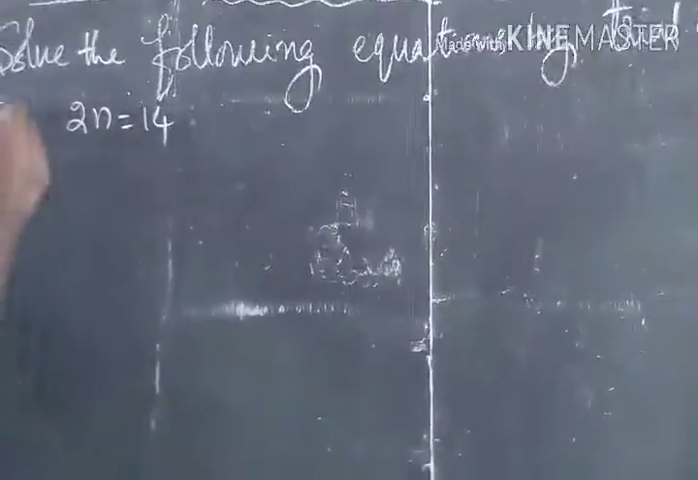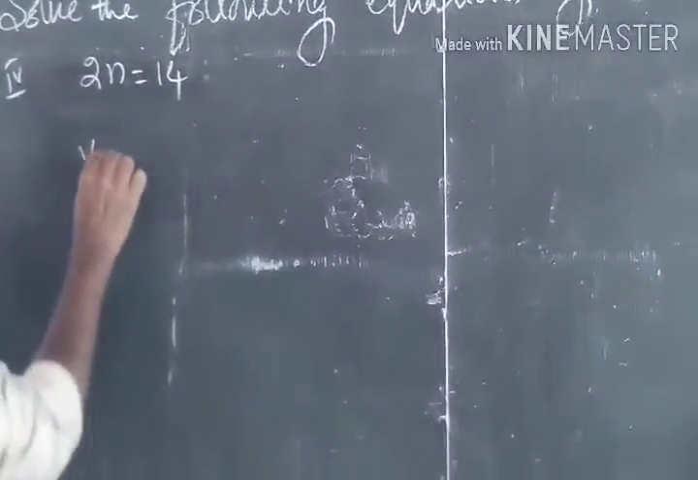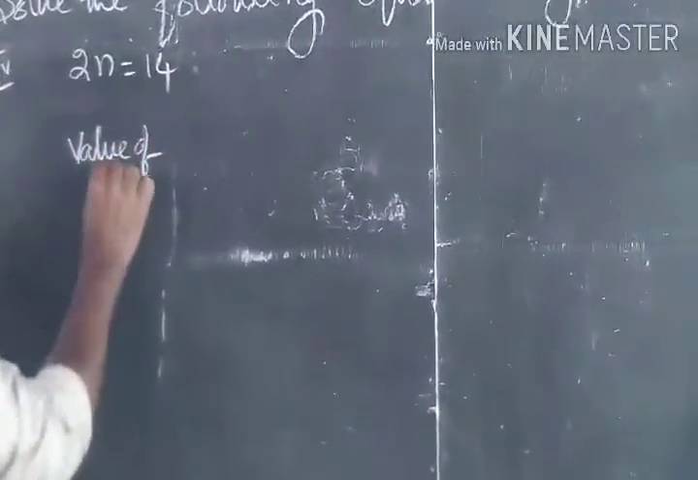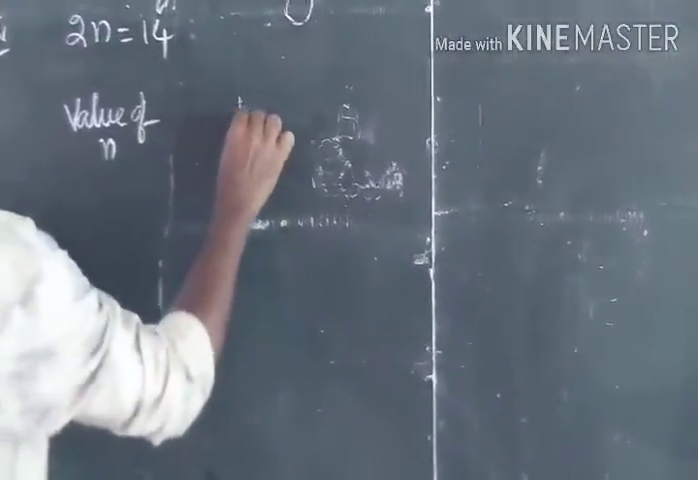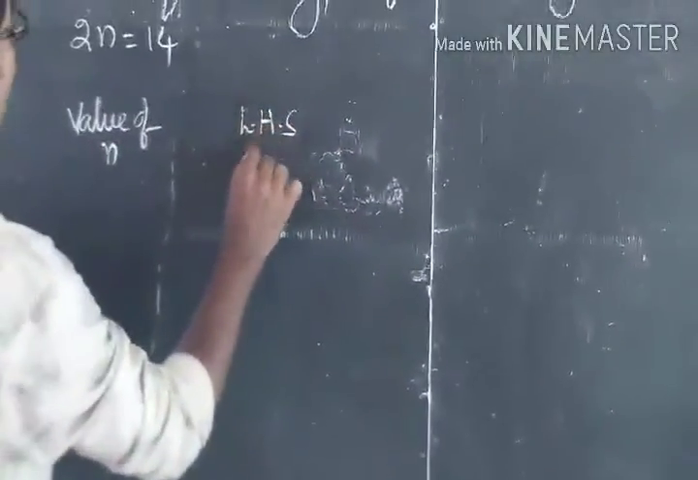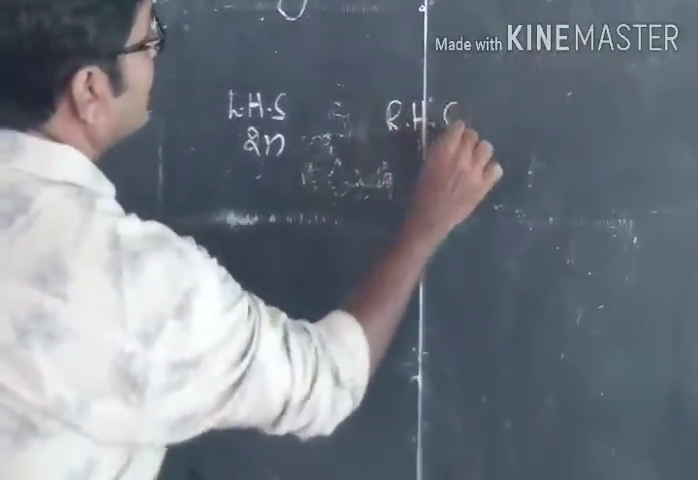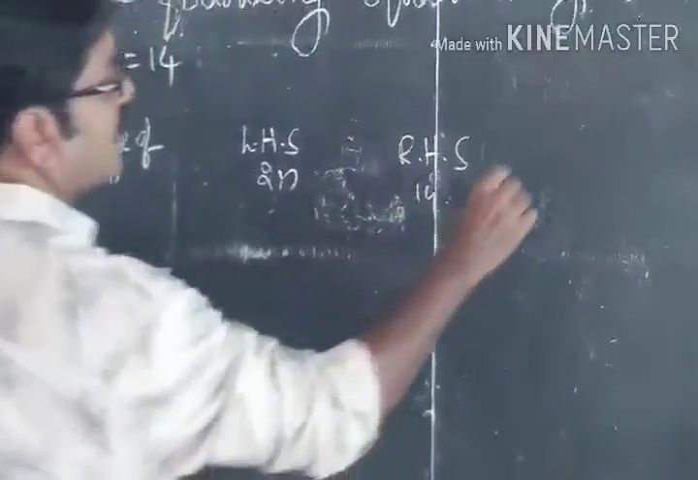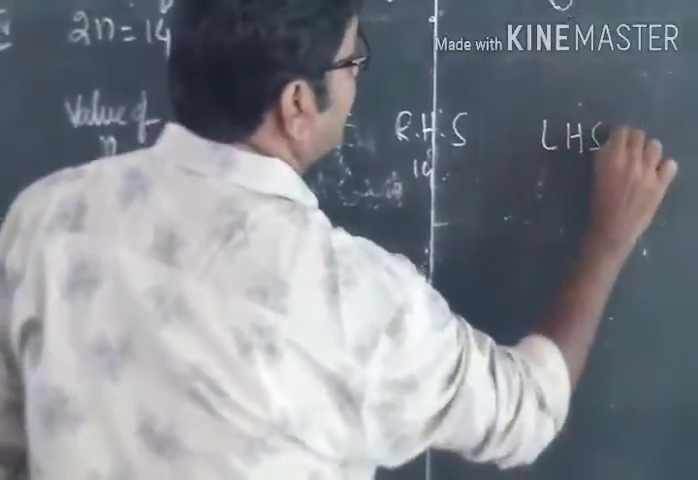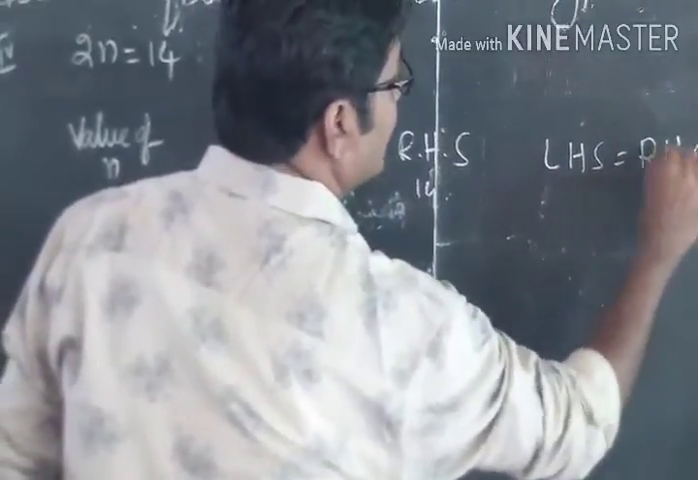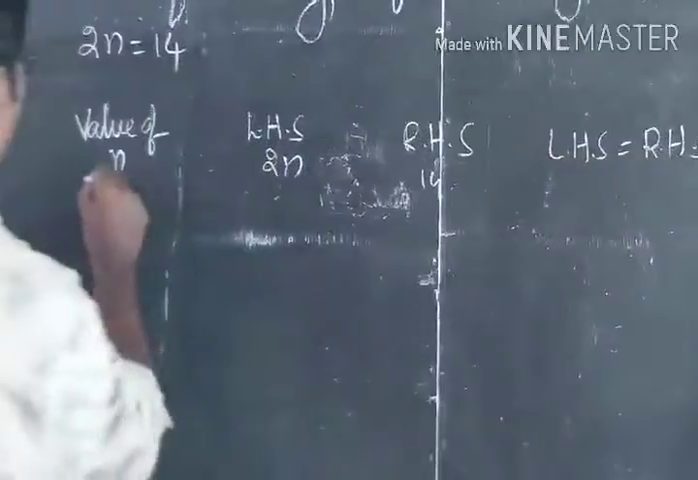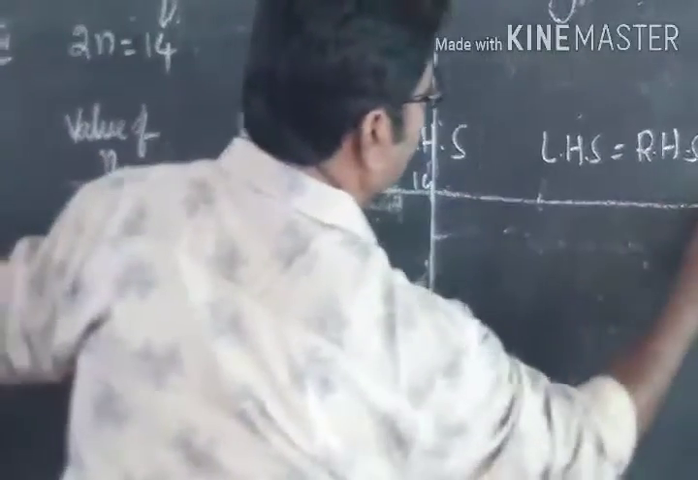Okay children, second sum, 2n is equal to 14, same model. First, the value of n, then LHS. LHS means left hand side, how much is given? 2n. Next RHS, how much is given? 14. Then LHS is equal to RHS. First, draw the table. This is the table.